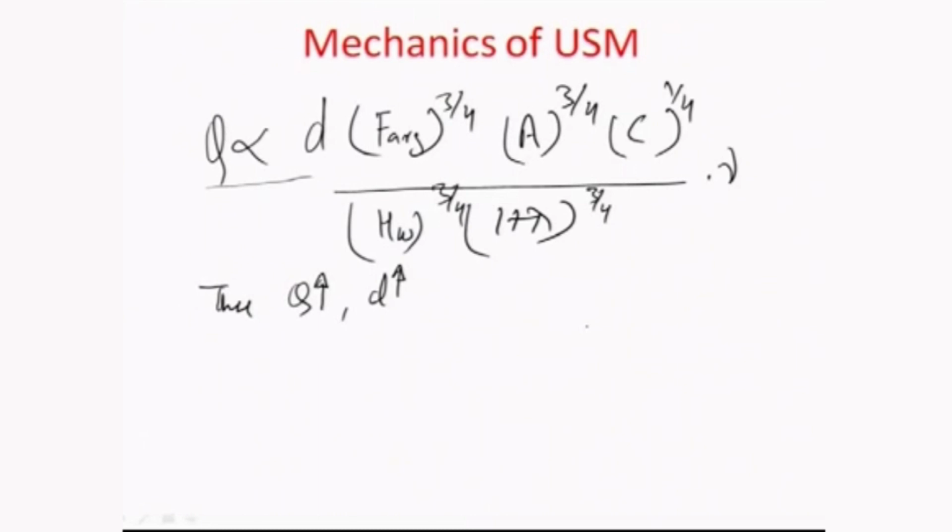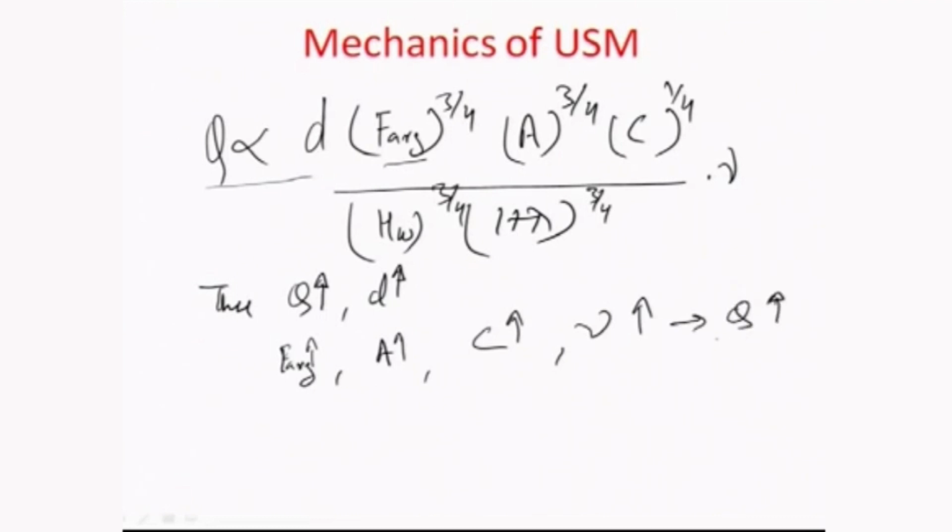And supposing all these other parameters like the average force, the amplitude of motion, the concentration of the grain and the average frequency, if they increase, they would significantly impact the Q.